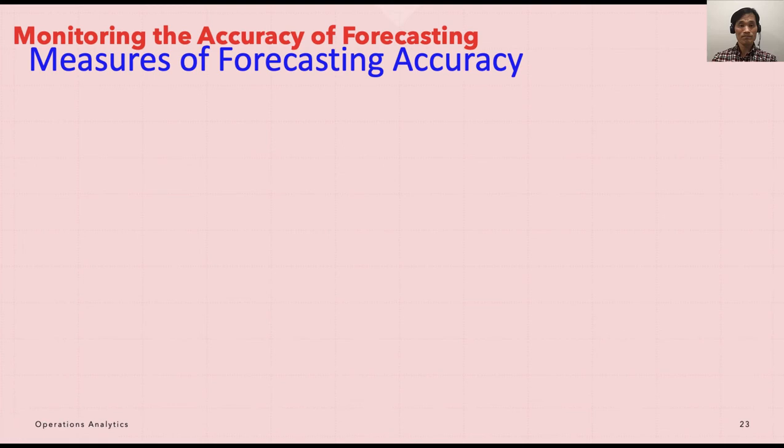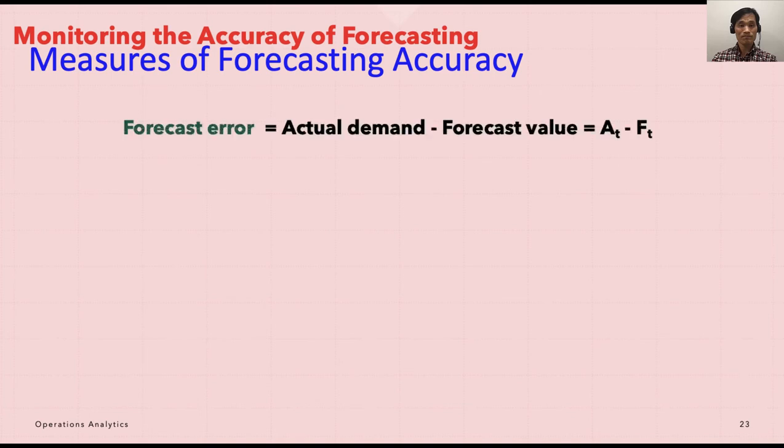To do so, we need to look at a few models, and there is a forecasting error concept first. To tell whether a forecasting model is doing better than the others, the essential measure that we need to look at is forecast error. Forecast error is defined as the difference between actual demand and forecast values, or A_t minus F_t. That's a forecast error. And the lower forecast error a model has, the better it is in terms of its accuracy.